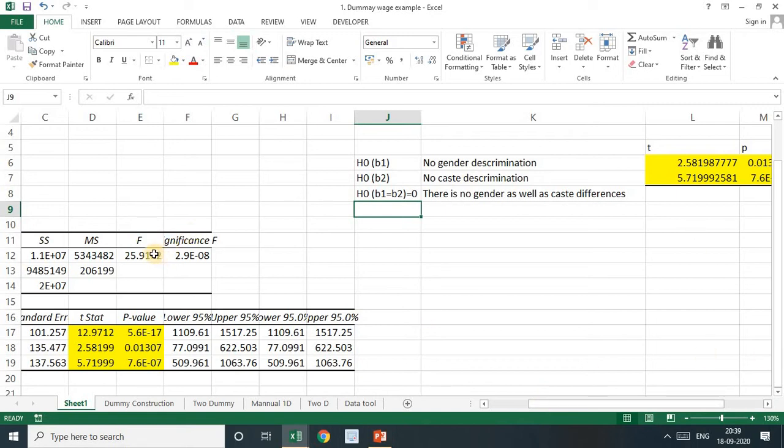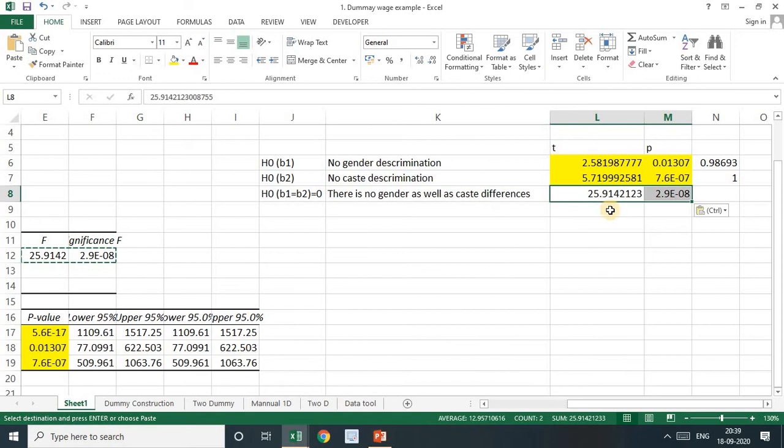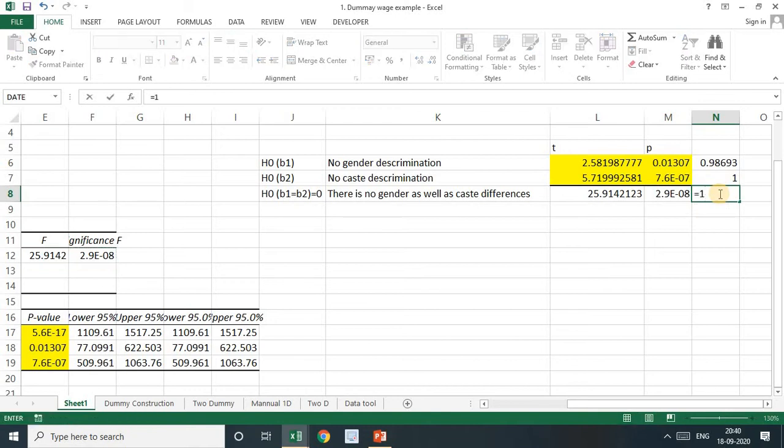Here the f is 25.91 and the probability value is very close to 1. So if you subtract 1 minus this, you will get 99 point something. So you are 99% confident that you can reject your null hypothesis of the f test. That means we can reject the null hypothesis that there is no gender discrimination, no gender as well as caste differences. If you reject it, then what does it mean?